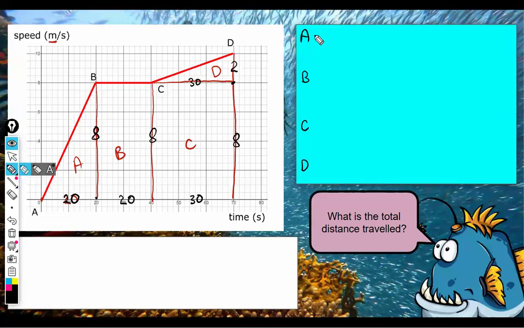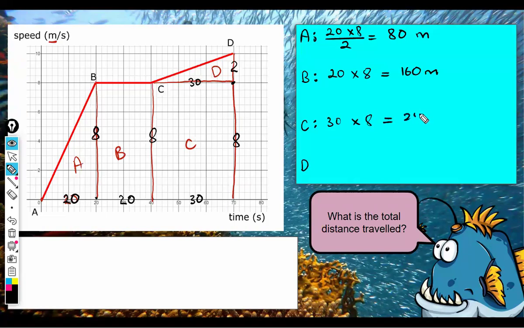For the triangle, for A, it's base by height divided by 2. So base by height divided by 2, that will give me 80 meters. That's the distance for portion A. B is a rectangle, length by breadth. 20 by 8 is 160. C is also a rectangle, length by breadth. 30 by 8 is 240.